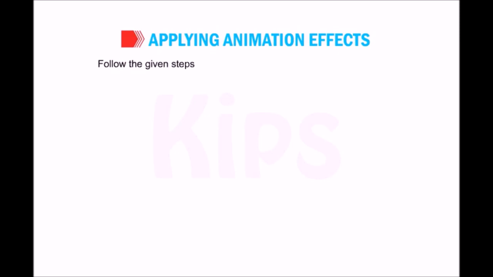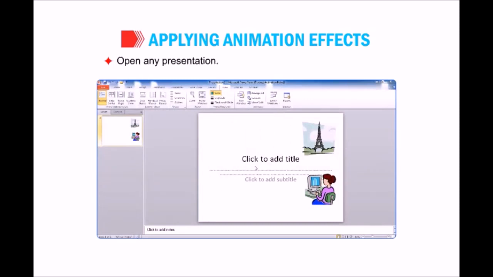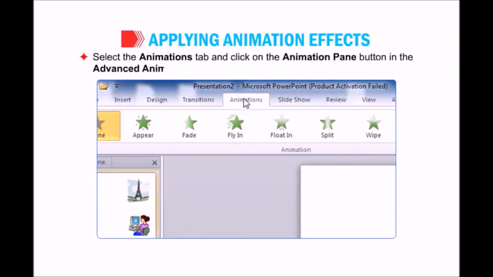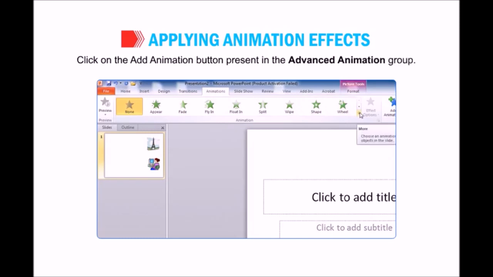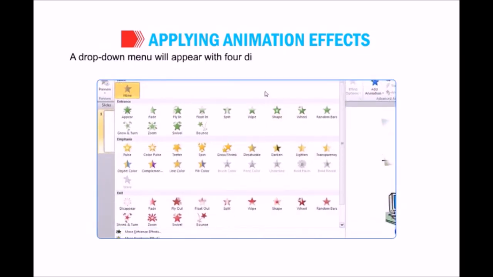Follow the given steps to make specific changes to text and objects. Open any presentation. Select the object you want to animate. Select the Animations tab and click on the Animation pane button in the Advanced Animation group. Click on the Add Animation button present in the Advanced Animation group. A drop-down menu will appear with 4 different kinds of animation effects, which are as follows.